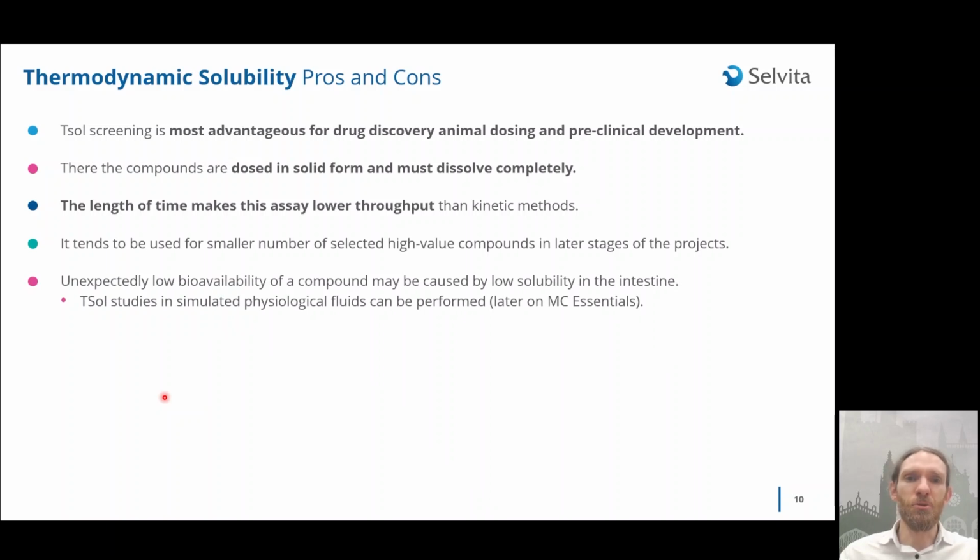It is important to remember that unexpectedly low bioavailability of a compound may be caused by low solubility in the intestine. And in this case, this thermodynamic solubility assay can be performed using simulated physiological fluids. But we will discuss this in a later MedChem Essentials.